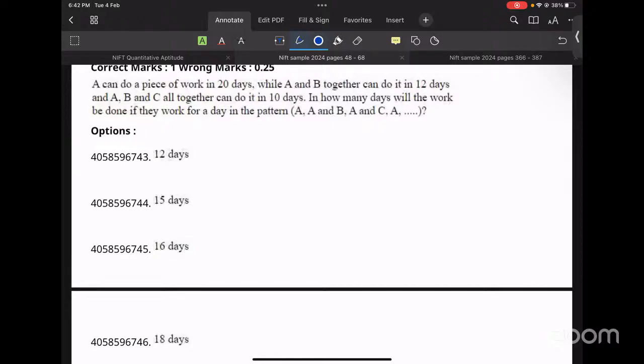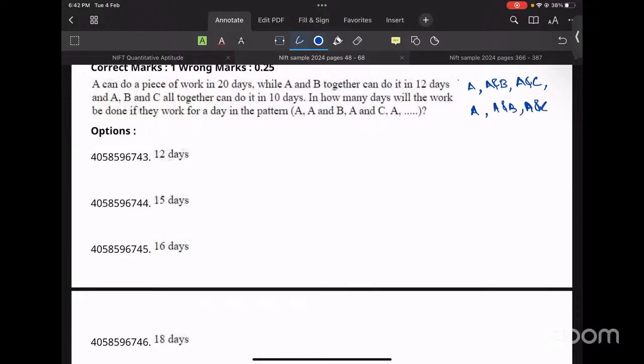See, actually that pattern is repeating. First day A comes, second day A to support A, B comes. So B will get tired and B will go. And next day C will come. Okay. Then he is also going. Then A will be next. The cycle will be starting. Okay. A and B, A and C.